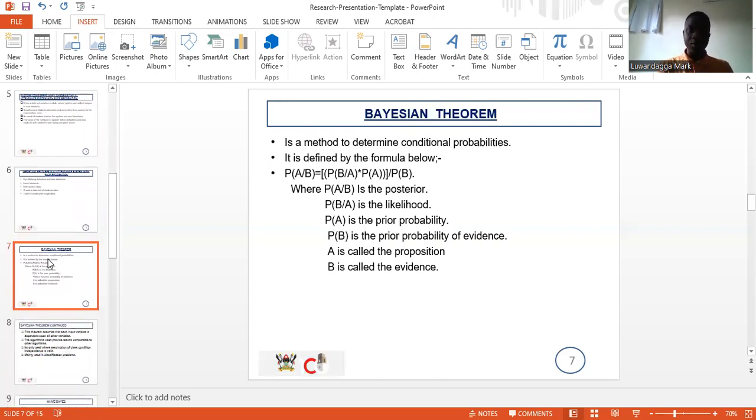Then we're going to look at the Bayesian theorem. It's a method to determine conditional probabilities, defined by the formula below. The probability of A given B equals the probability of B given A times the probability of A, divided by the probability of B. That's the Bayesian theorem equation. The probability of A given B is the posterior, the probability of B given A is the likelihood, the probability of A is the prior probability, and the probability of B is the prior probability of evidence. A is called the proposition, and B is called the evidence.